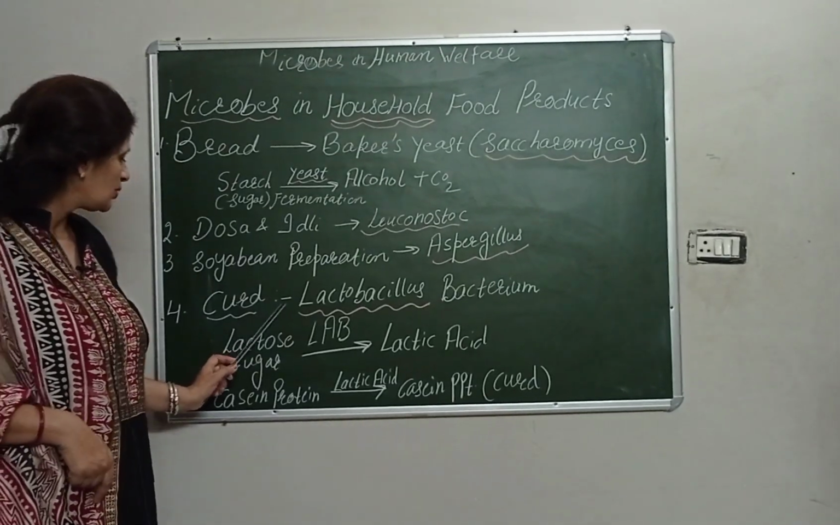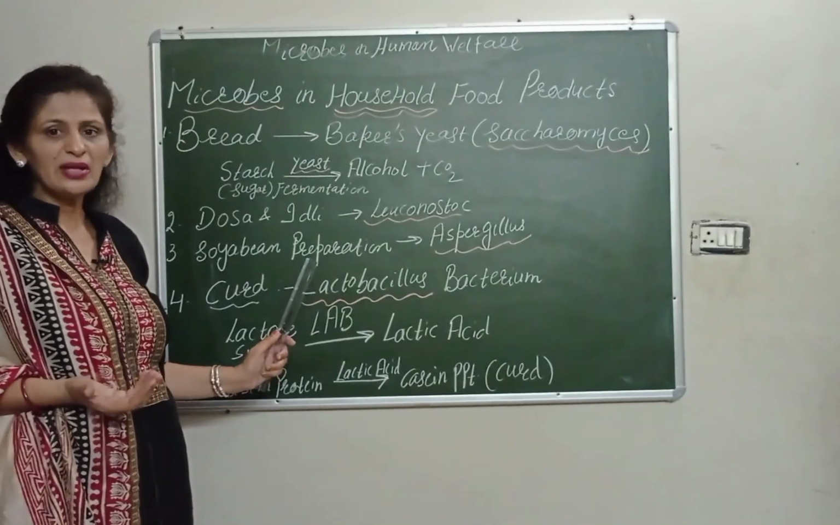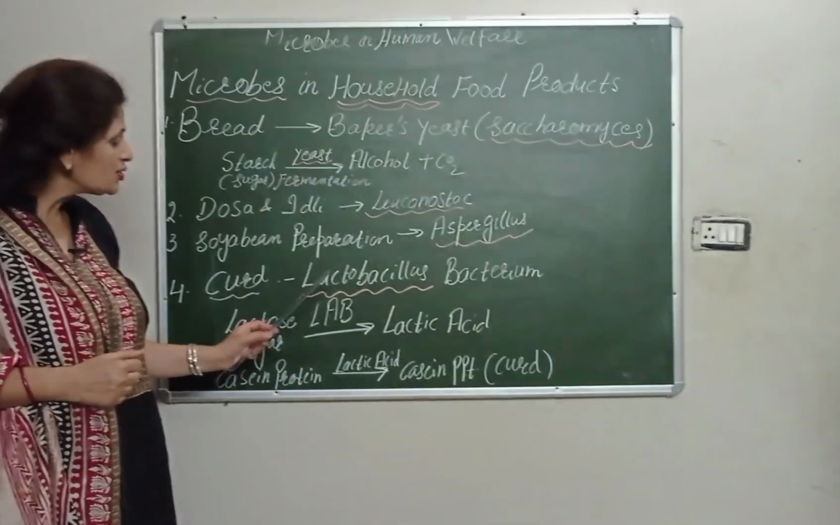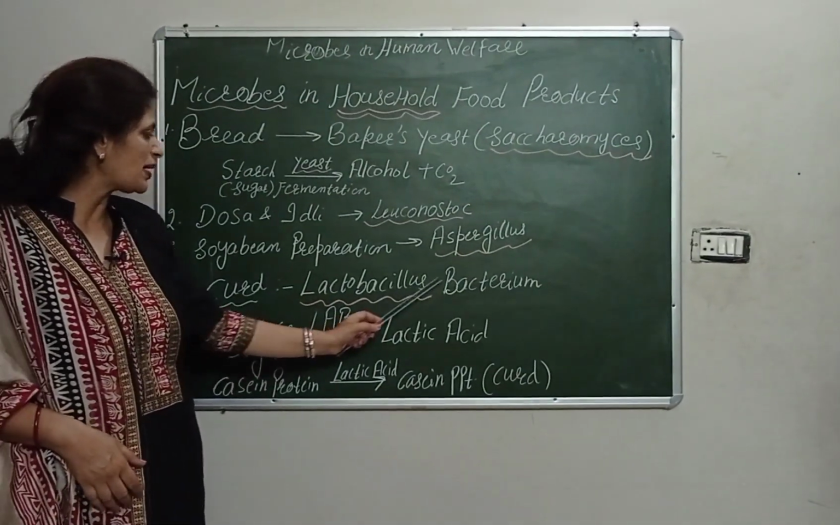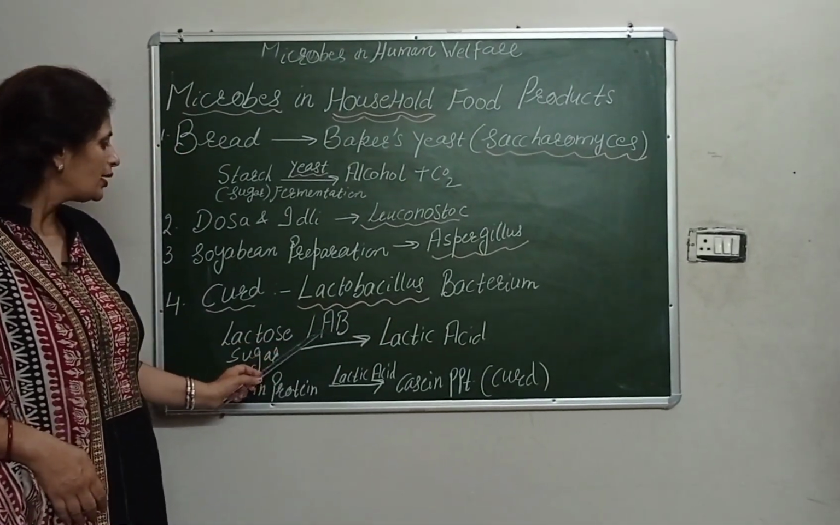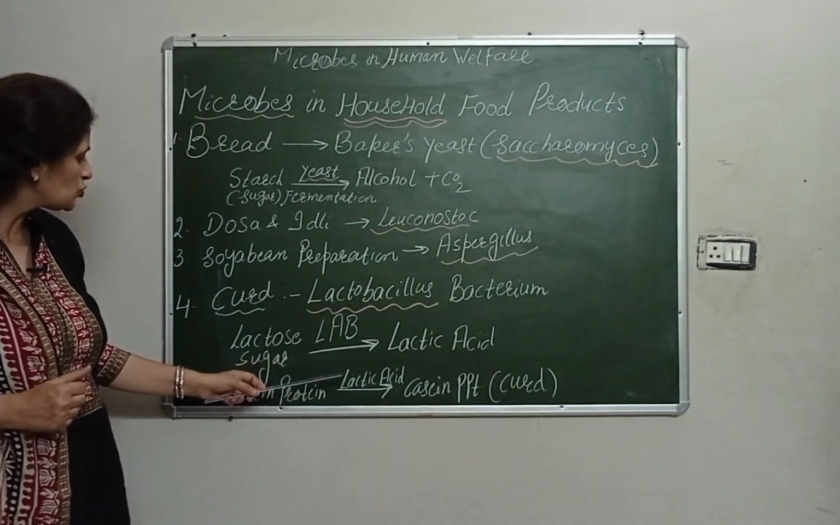Product is curd. Everybody prepares curd at home. And what is the mechanism that I am going to tell you? It is prepared with the help of Lactobacillus bacterium, or in short form, lab bacterium. So what is the process? It is done in two steps.